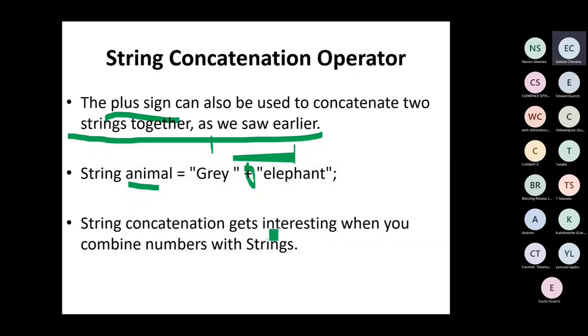String concatenation gets interesting when you combine numbers with strings. You need to know that if you try to combine numbers with strings, it will append that number to the end of the string. Otherwise, if you are adding numbers to numbers, it will just add rather than doing string concatenation.